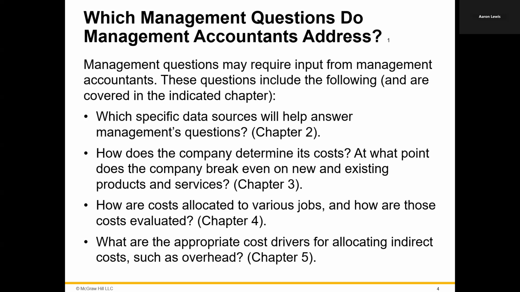CVP analysis. What amount of products or services are we going to have to provide to hit our target profit point? That's chapter three. If we are making products that are pretty unique, custom order, if you will, how are we going to determine what the cost of these jobs are so we know what to sell them for? If we have a cost that's shared between a bunch of different jobs or products or segments, how do we fairly distribute that shared cost to the different cost objects, as they call them, to figure out how profitable they are?